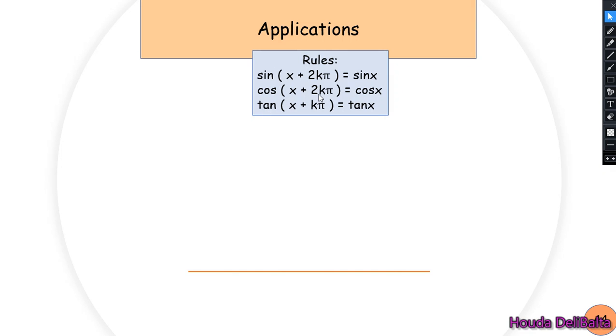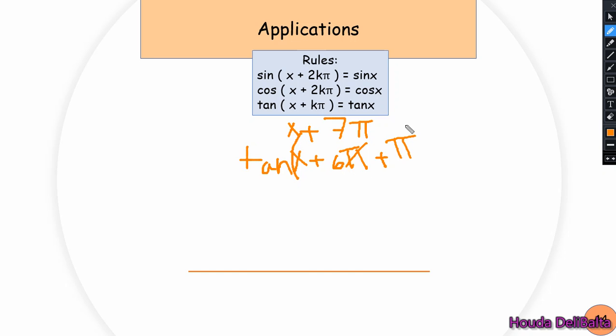Also, cosine of x plus 2k pi is the same, because 2k pi is going to be cancelled, because any even number multiplied by pi is equivalent to 0, while tangent of x plus k pi is always equal to tangent x, where k is any integer. Because if I have tangent, for example, of x plus, let's say, 7 pi, whether even or odd, we will get the same answer. x plus 7 pi means x plus 6 pi plus pi. Then 6 pi is cancelled, and I'm talking about tangent of x plus pi.